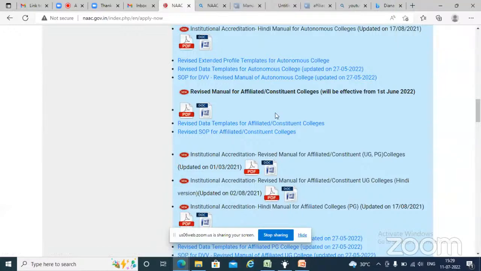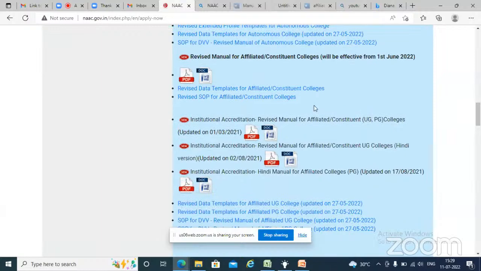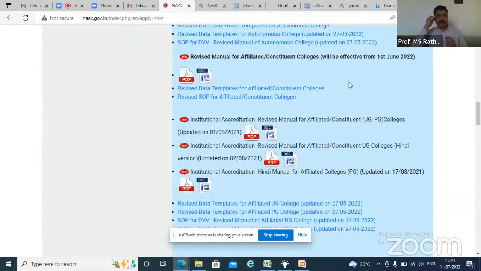The same question came from the principal of Swami Vivekananda College of Pharmacy. Sir was asking where we can get the general manual for affiliated institutes. I hope, sir, your question is now clear. Don't get confused, because things are still getting updated regularly. So here you can download this manual.